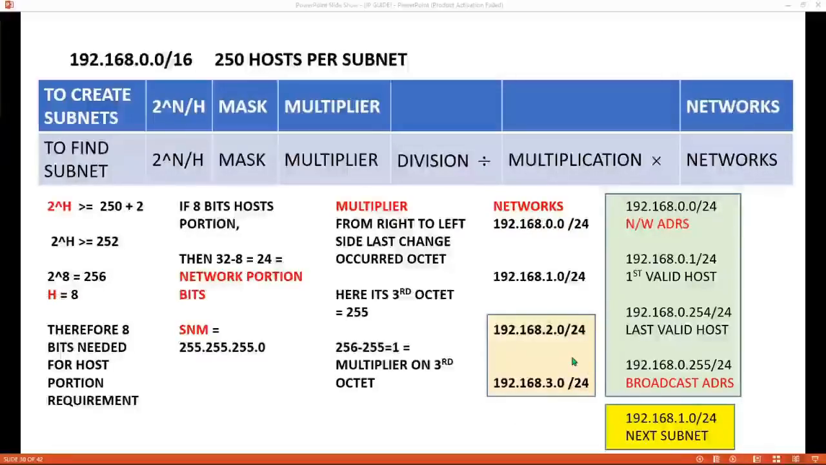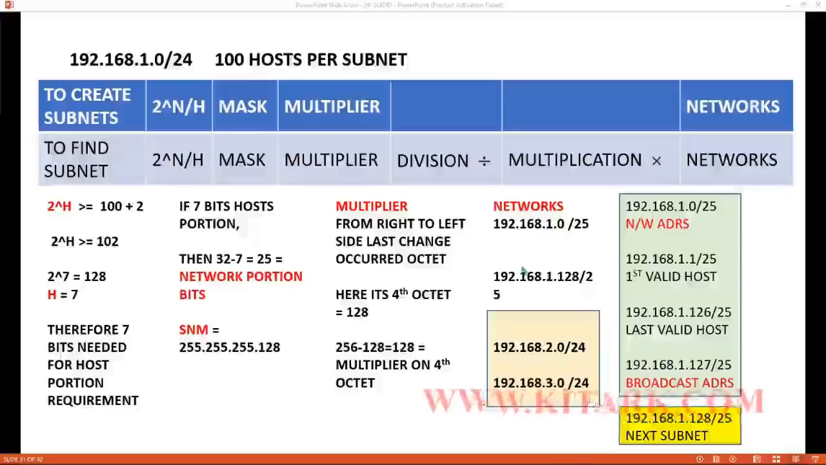So now our next requirement is for 192.168.1.0/24 to be subnetted again for the 100 hosts per subnet. You can see this. Now note down it's /24. Earlier it was /16. We subnetted for 250 hosts and found 0.0/24, and now 192.168.1.0/24 for the 100 hosts per subnet requirement.